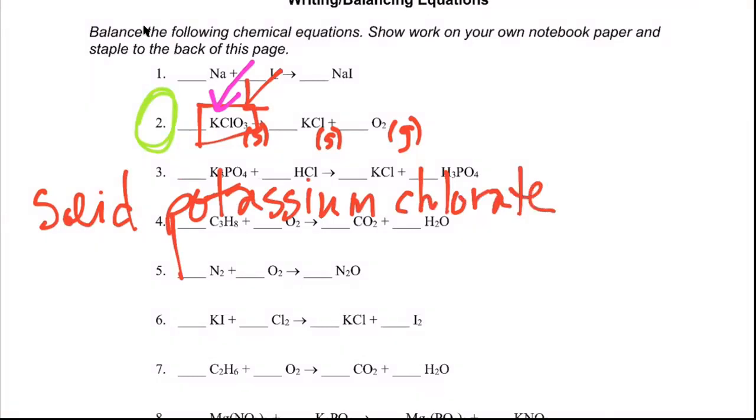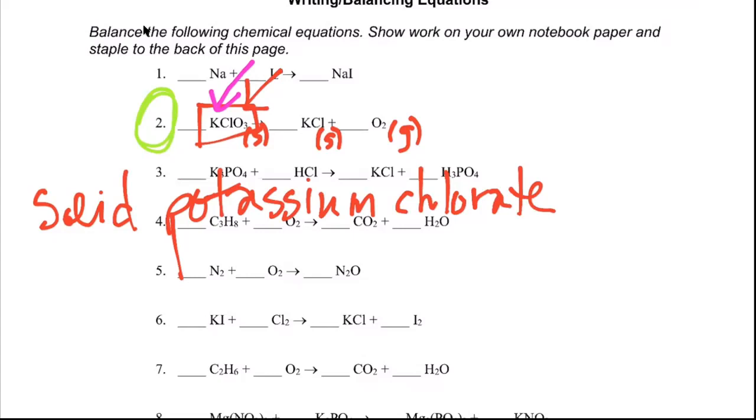It can't be an acid because it doesn't have hydrogen. If it was like HClO3, then that would be chloric acid, yes. But since it's got potassium, it's just an ionic compound. So solid potassium chlorate. Now, there's not another reactant. So we can't really say reacts with anything because it doesn't have anything to react with, because right after that symbol, we get the arrow, right?